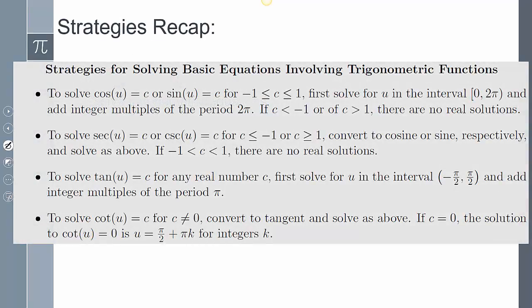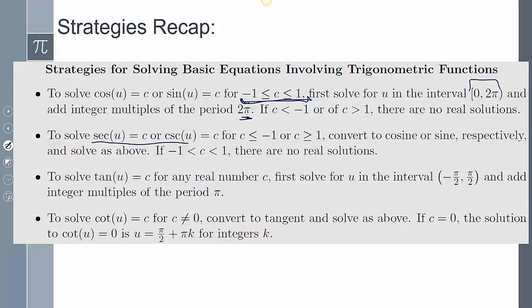Now, when solving trig equations, there are certain strategies that will help us. For example, with sine and cosine, if it equals some number, that number should be between -1 and +1, or it's not going to work. And we're going to solve for values on the interval between 0 and 2 pi, going through this process of trying to find every single possible solution there. We just need to remember that the natural period is 2 pi.